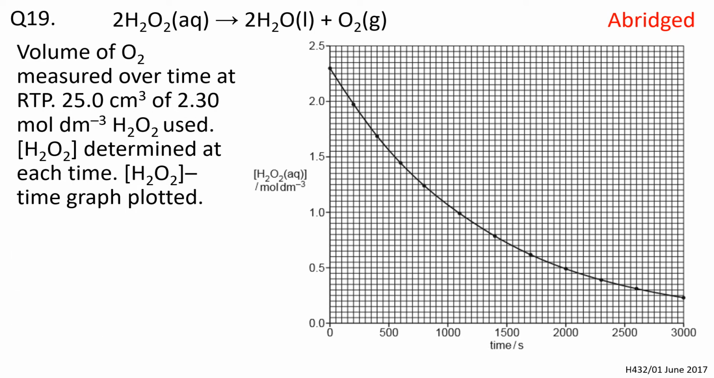We've got a volume of oxygen measured over time at RTP, so that's going to give us an indication that we need to be aware of the molar gas volume. Oxygen is obviously a gas. We've got a concentration and a volume of hydrogen peroxide, H2O2, and the concentration, that's what square brackets mean in this context. The concentration of H2O2 is determined at each time. It's measured at different time intervals, and there's the plot. And as we can see, it's a standard concentration-time graph. The concentration of the reactants diminishes, or it gets less, as time proceeds.